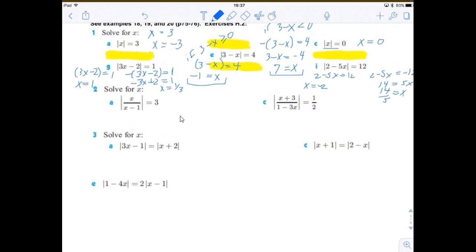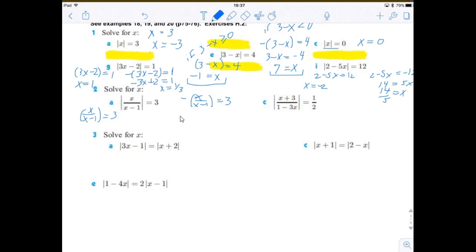Number 2, solve for x. Absolute value of x divided by x minus 1 equals 3. So we know that one of the cases is when x divided by x minus 1 is positive, we'll have x divided by x minus 1 is equal to 3. And the other case would be when x divided by x minus 1 is a negative number, then we'll have negative x divided by x minus 1 equals 3. No absolute value sign because we replaced it with a negative sign.